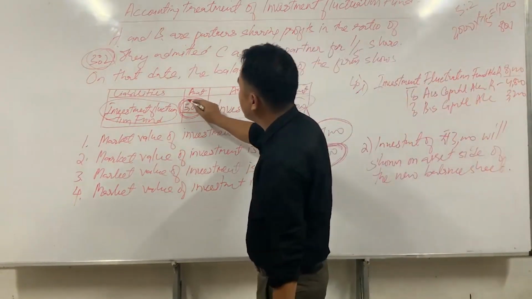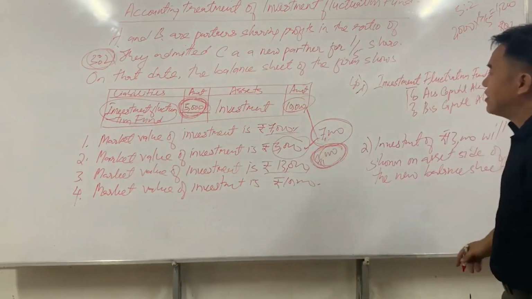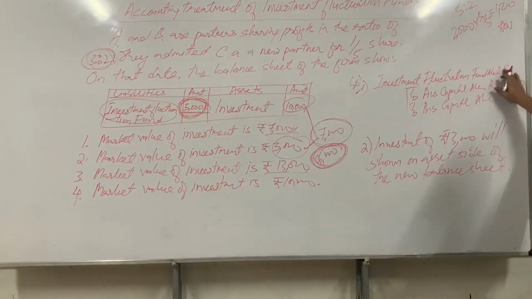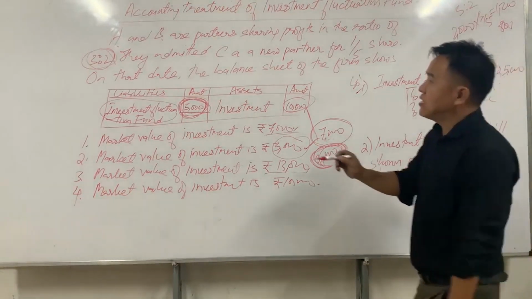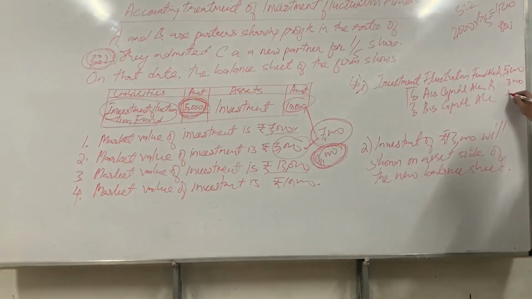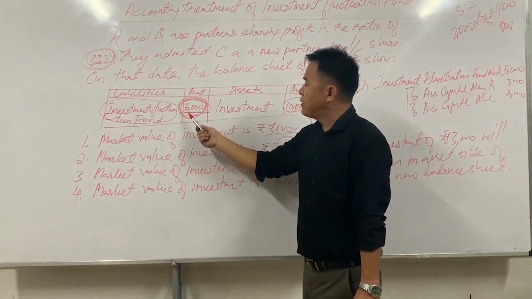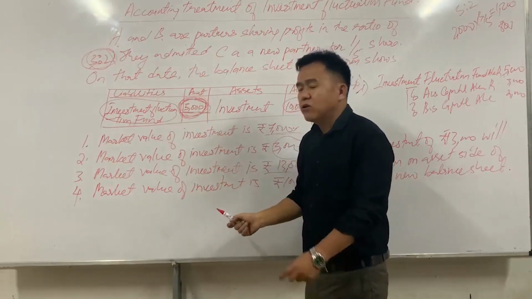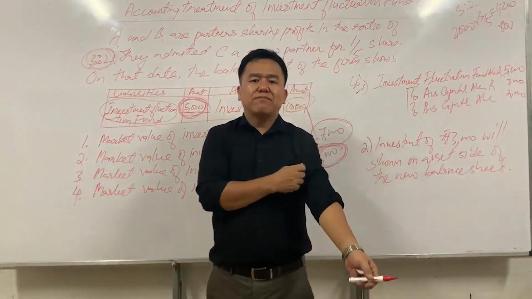So we can transfer the whole amount to the partners' capital accounts in their old profit sharing ratio. So 5,000 should be distributed between A and B in their old profit sharing ratio. What is their old profit sharing ratio? 3:2. So A will get 3,000 and B will get 2,000. Why have I directly distributed 5,000 between A and B in their old profit sharing ratio? Because there is neither profit nor loss on account of revaluation of investment.